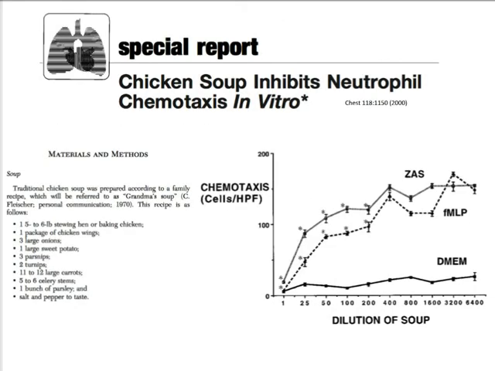The last one I found is really an interesting story. You know, the old wives' tale is that chicken soup will prevent a cold. I don't know if you know that. But I actually found this paper in Chest, which is a respected journal. Chicken soup inhibits neutrophil chemotaxis in vitro. So this is an assay where they take neutrophils out of people and put them in a culture, and then they can measure their migration towards a chemokine. And they actually mixed chicken soup with these and showed that it inhibits neutrophil migration. This is dilution of soup.